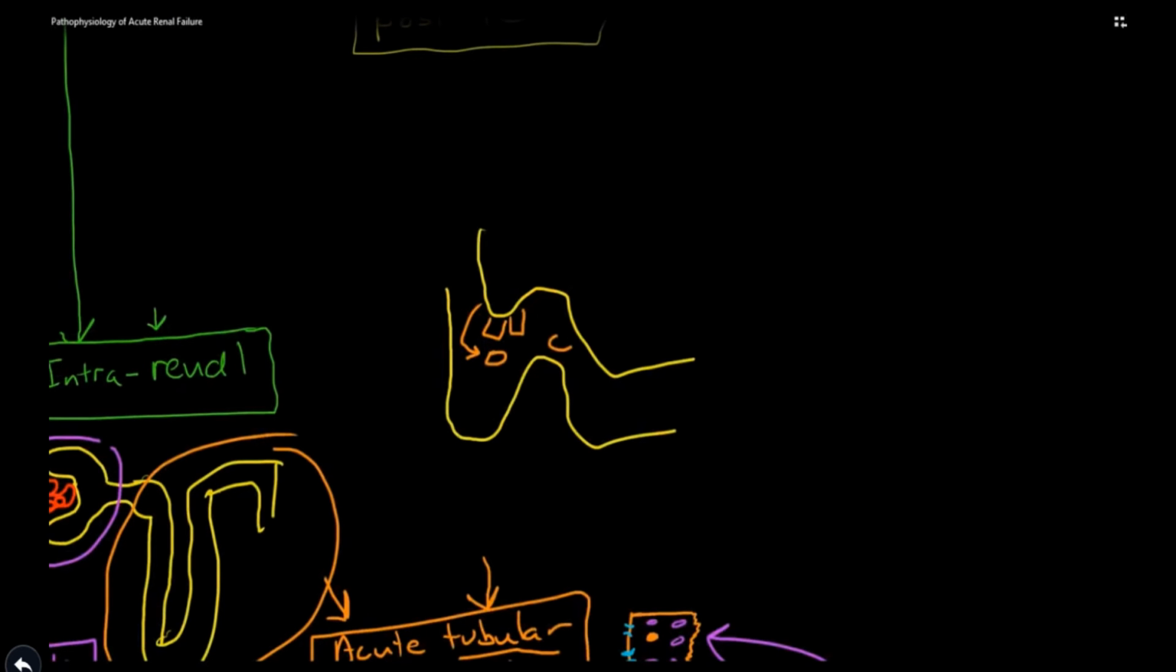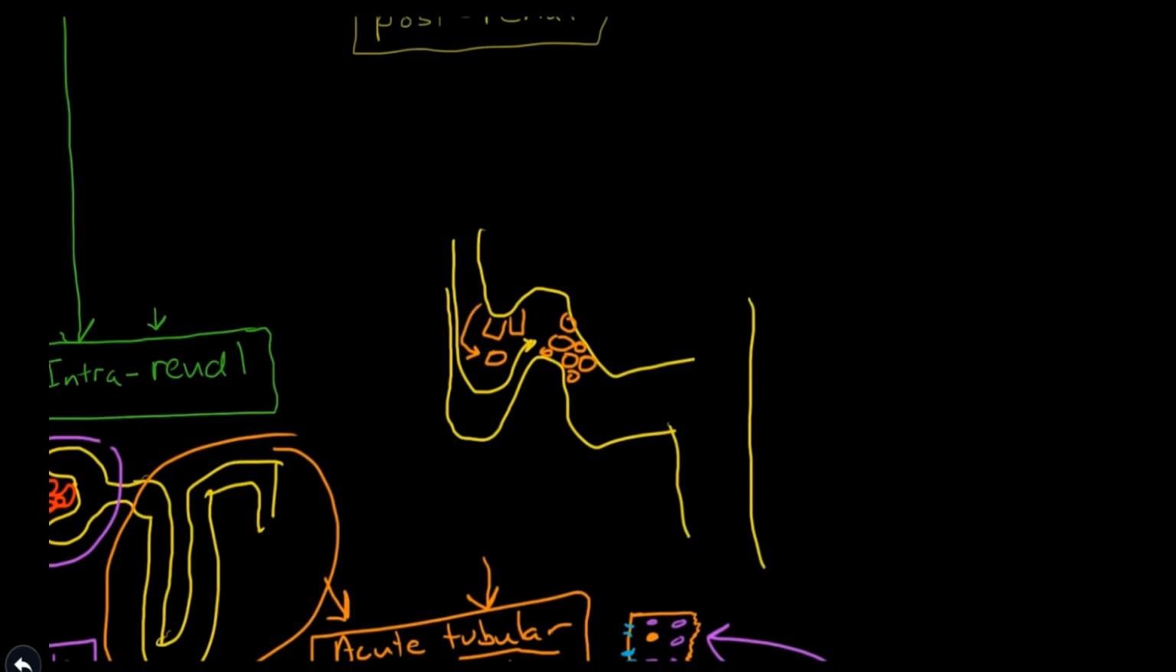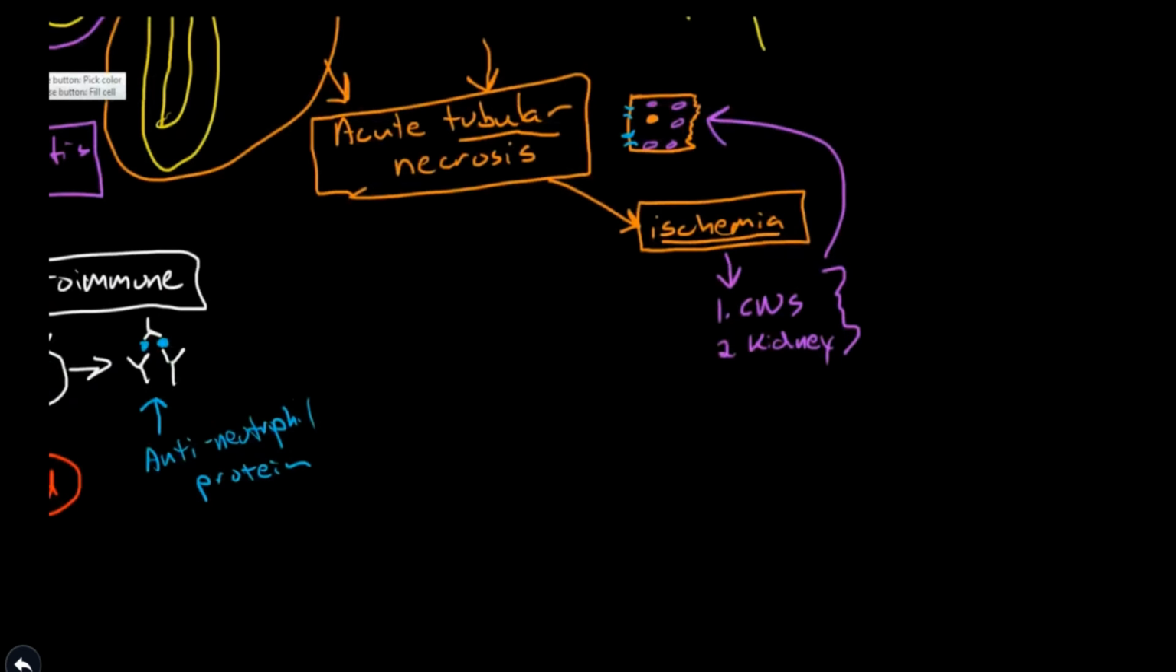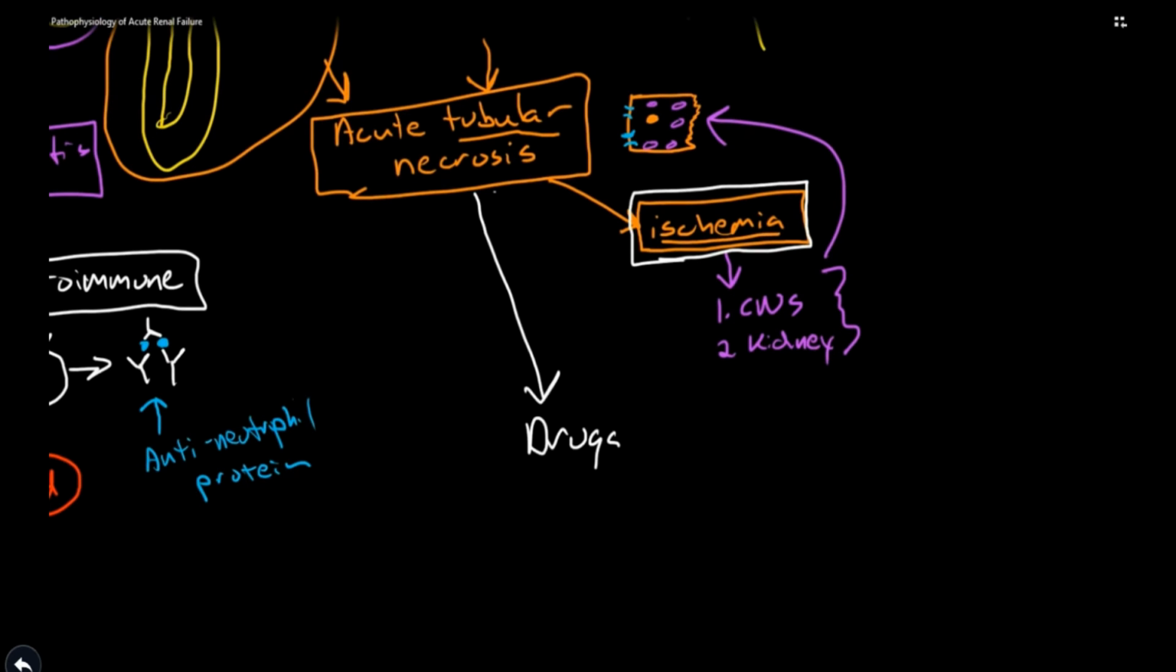Now, if you look inside one of these tubules and you look at the epithelial cells, when they get injured, they start to slough off. So when we have ischemia and necrosis, we end up having the cells slough off, and they can clog the tubules. And when you clog the tubules, then you don't get adequate flow of filtrate through the tubules, and this obviously is going to interfere with the function of the kidney, and it's going to cause a type of post-renal failure.